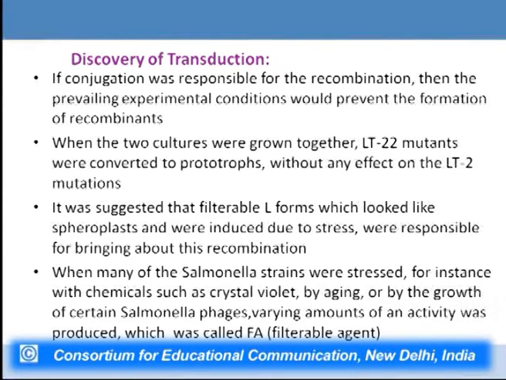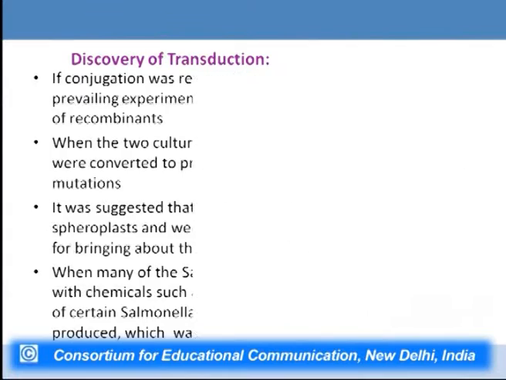When many of the Salmonella strains were stressed with chemicals such as crystal violet, by aging, or by the growth of certain Salmonella phages, varying amounts of activity were produced, which was known as the filterable agent. So the agent which was carrying out this particular recombination was termed the filterable agent.